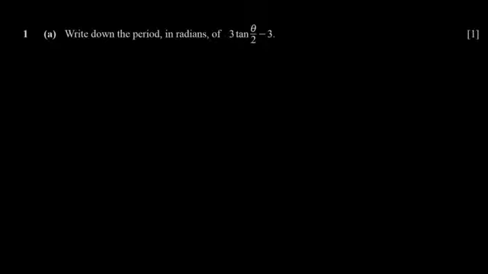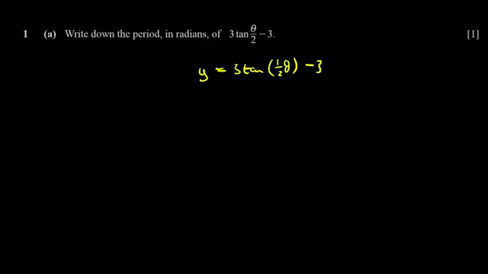Okay, so here we are in question 1. Write down the period in radians of this curve, 3 tan theta upon 2 minus 3. I'm just going to rewrite that. I'm going to write this as y equals 3 tan a half theta minus 3.